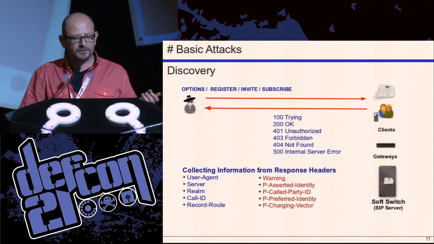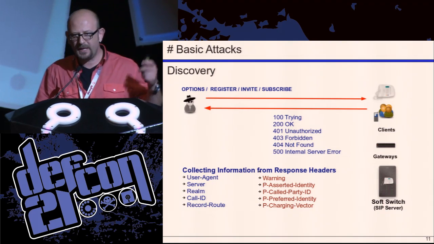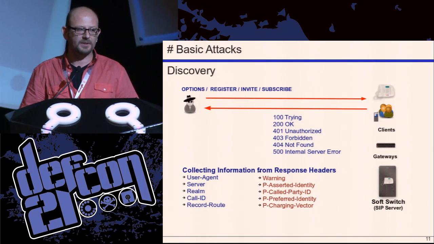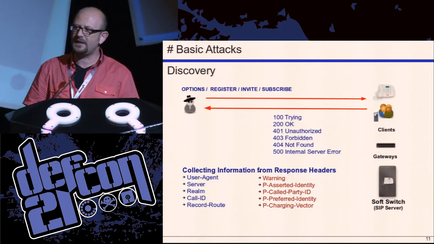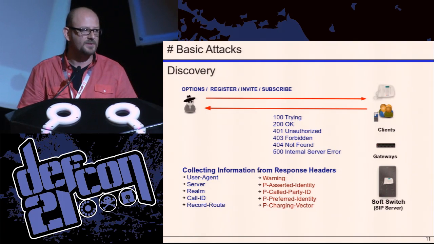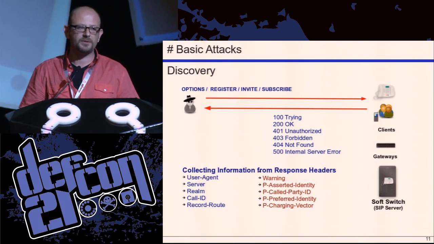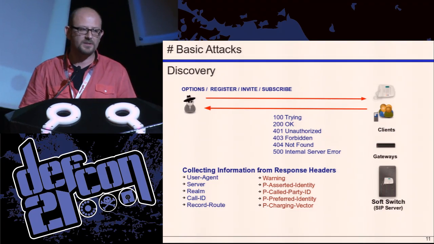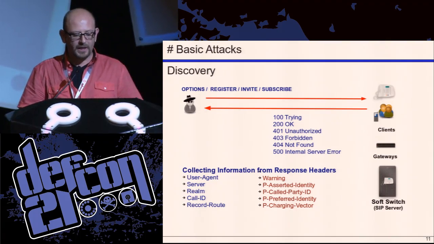vPro can easily automate this type of attack. This is the basic discovery step. This discovery step is basic, just like other penetration testing types. We should send a request and wait for a response to analyze. So we can send options, register, invite, subscribe, message, or all methods. So we have all of them in vPro.